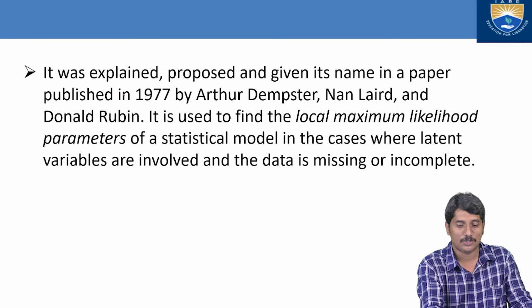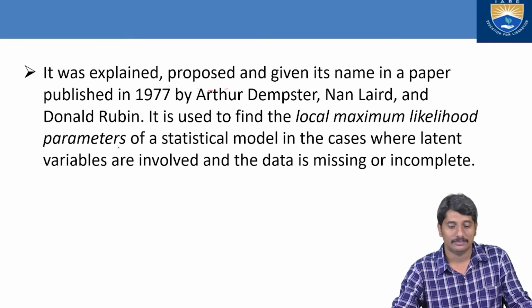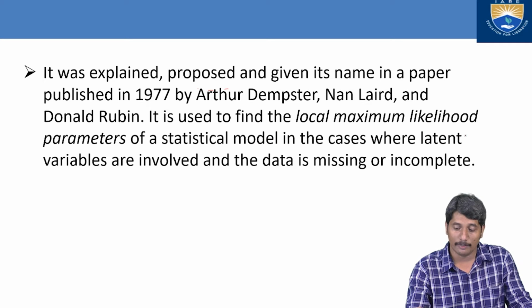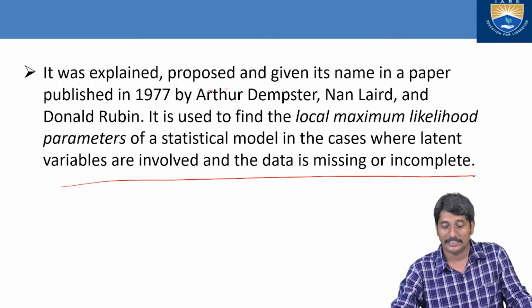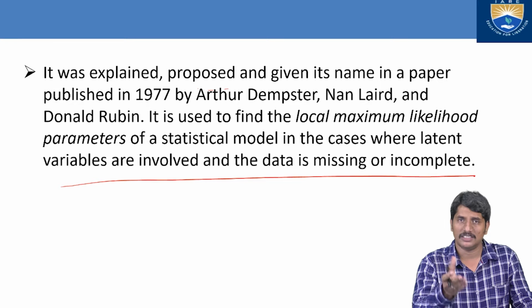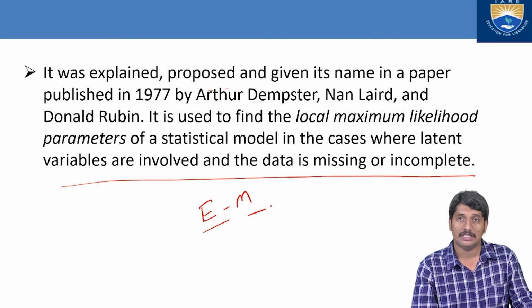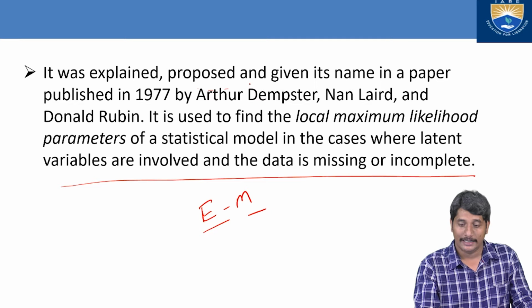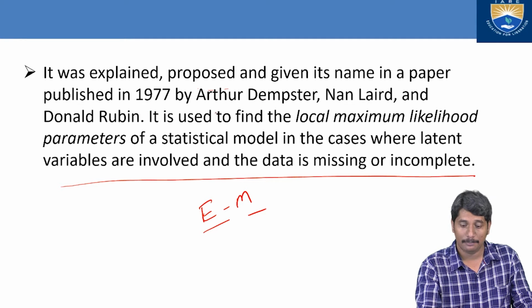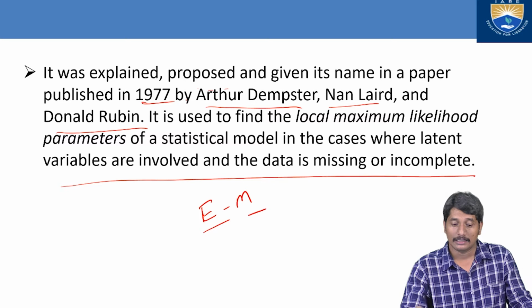Okay. Now, it was explained and proposed and given its name in a paper published in 1977 by Arthur Dempster, Nan Laird and Donald Rubin. It is used to find the local maximum likelihood parameters of a statistical model in the case where latent variables are involved and the data is missing or incomplete. That means here we are just looking into the history or the birth of the EM algorithm. The expectation and maximization algorithm has been explained, proposed, developed and published in the paper written by Arthur Dempster, Nan Laird and Donald Rubin in the year 1977. And the statement runs like that.